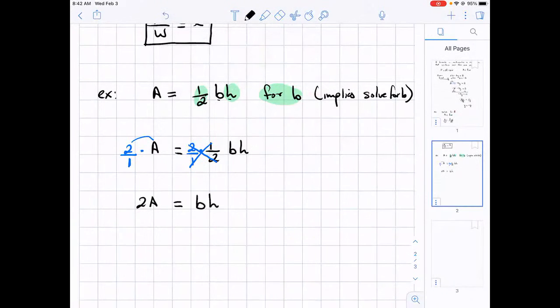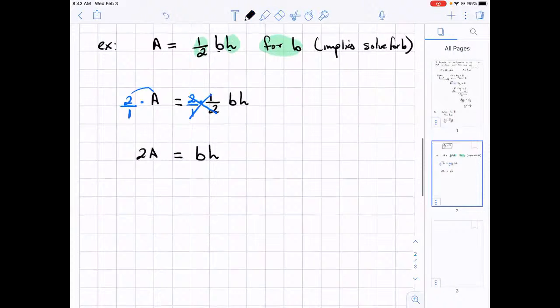And now remember, we're solving for B, so we have to remove the H. So what we do now, we divide both sides by H. Okay.